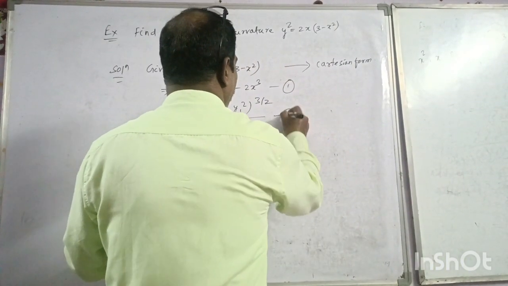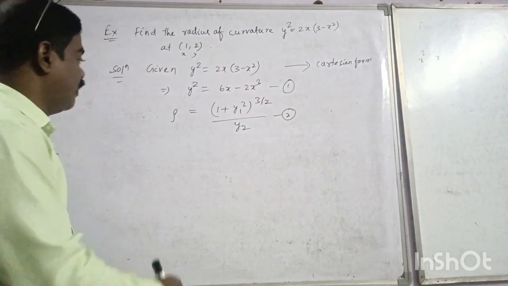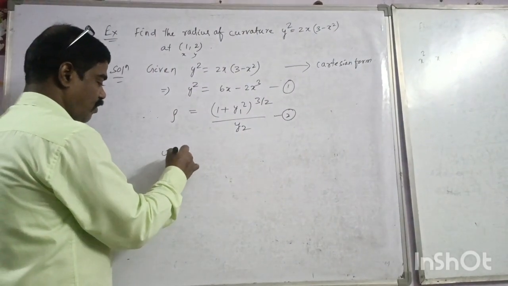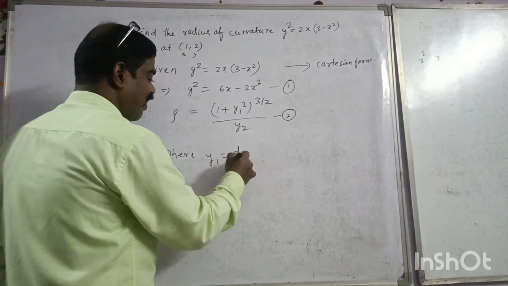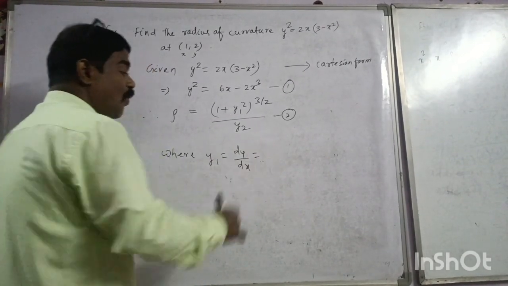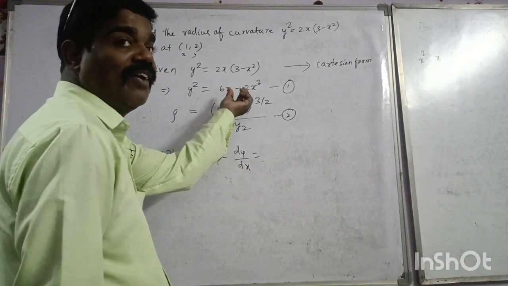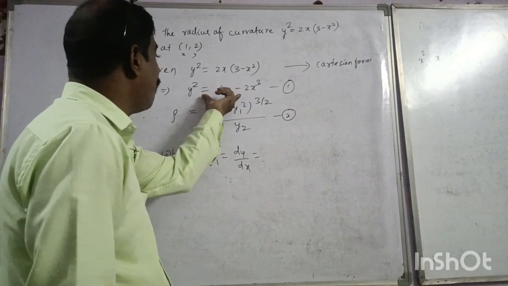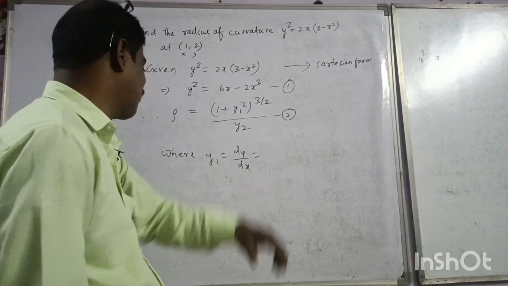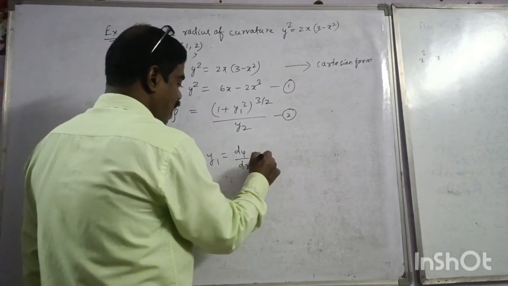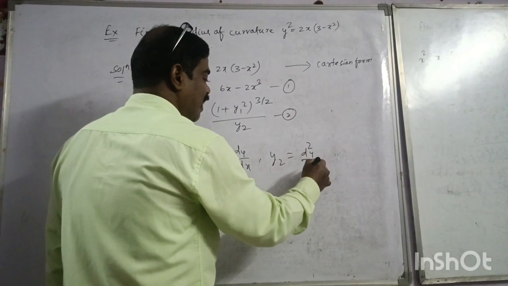Fine. Equation 2. We have to get y1, which is dy by dx. You have to find the derivative from equation 1. From this we have to find y1, that is dy by dx. And y2 is equal to d square y by dx square.